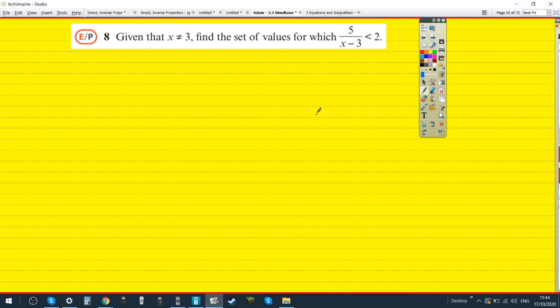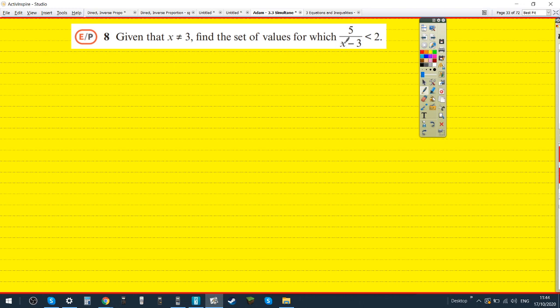So would you square both of them, 5 and 2? Let me think about this. Okay, how would you go about that? So it would become 5x squared over x minus 3. Hold on, I don't believe so, because that wouldn't get rid of the denominator.